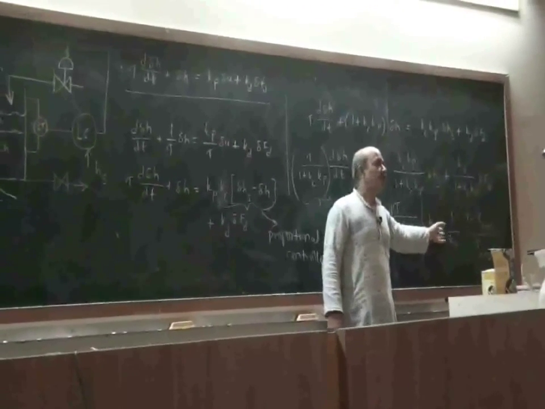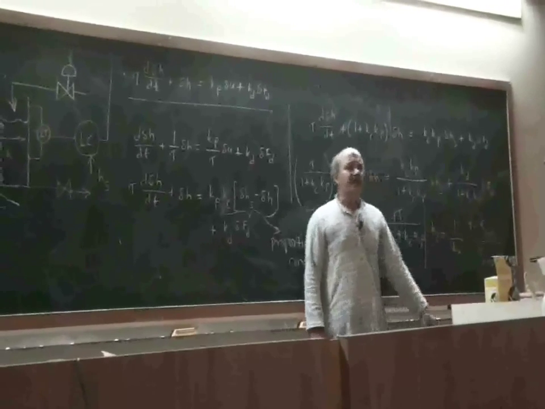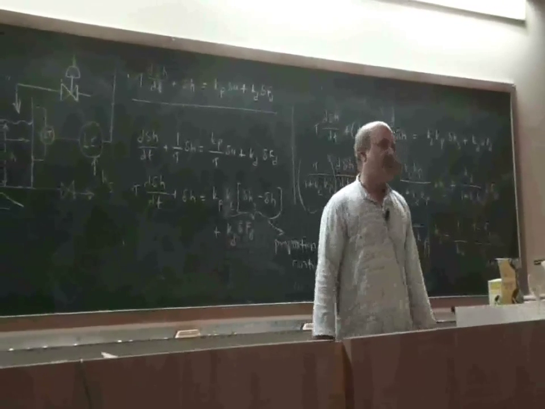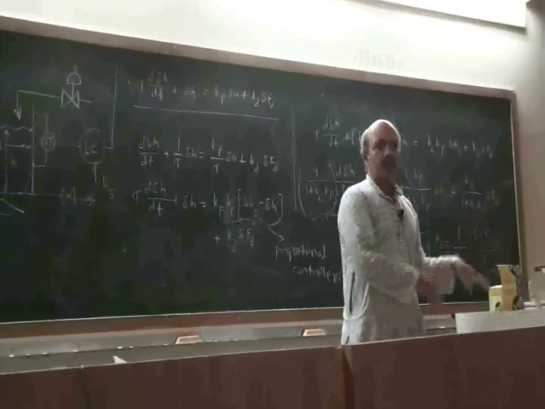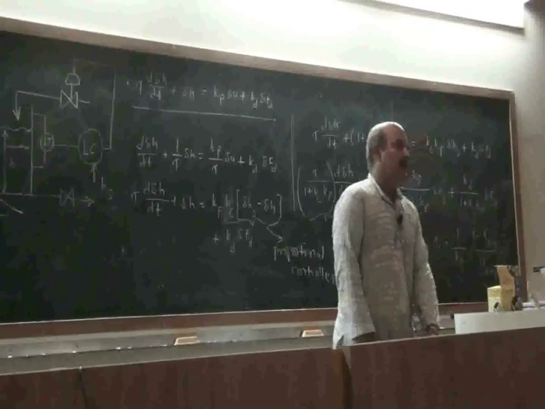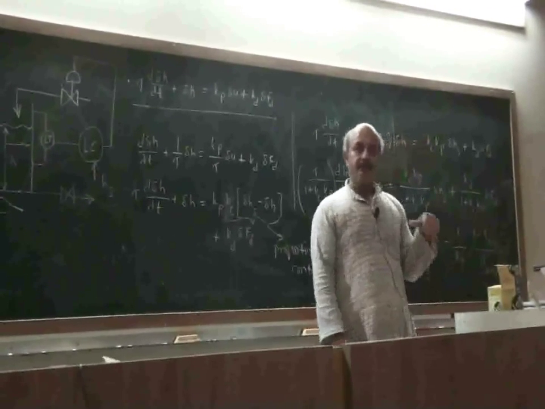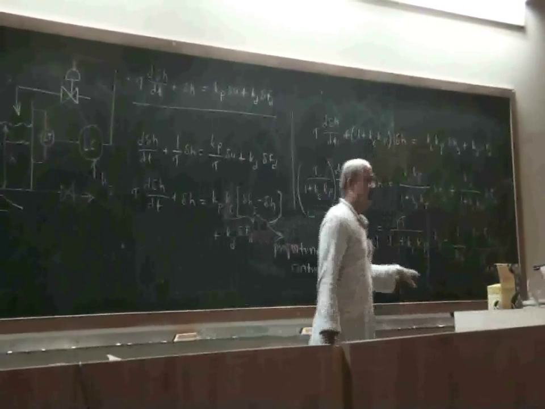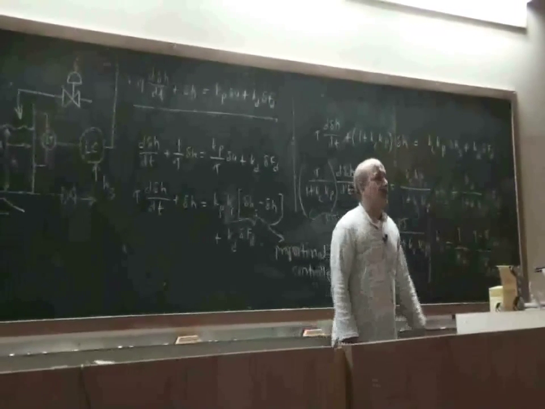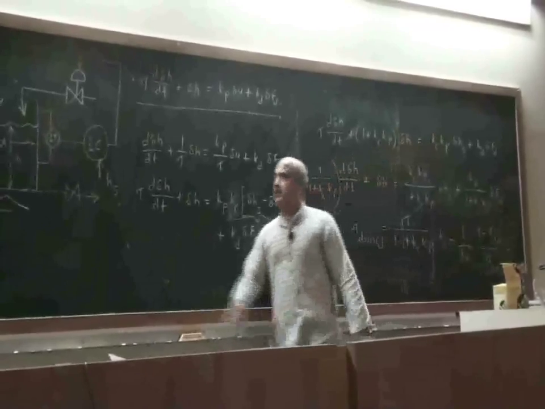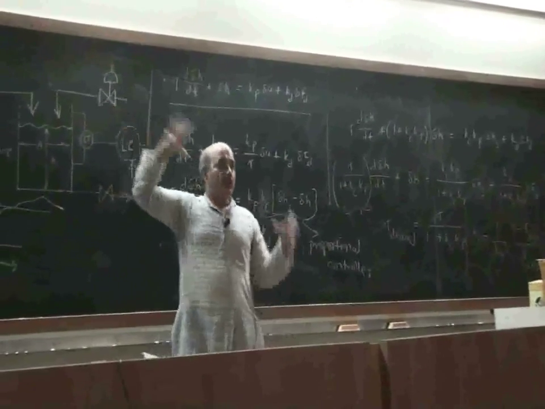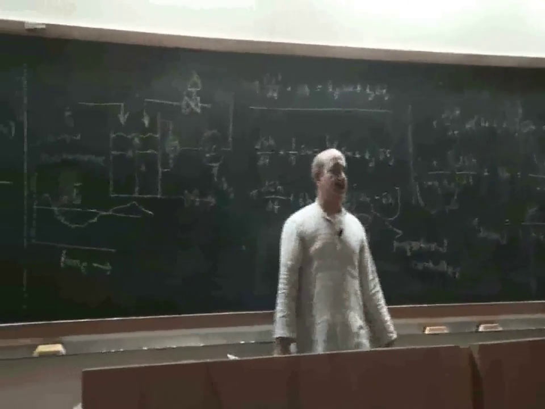Task 2 is to decide what should be the value of Kc. I have given you a very simplified description of how to design Kc. There will be more sophisticated methods that will be taught to you, how to design Kc. But roughly, the idea is this, that you want to shape the dynamics of this system together with the controller so that together they form a stable system.